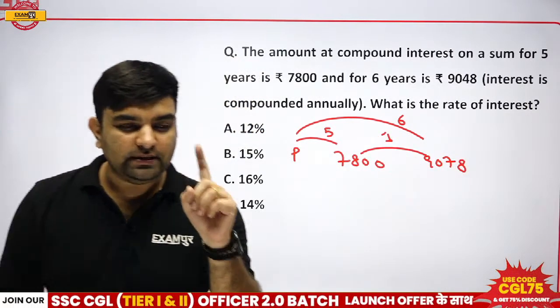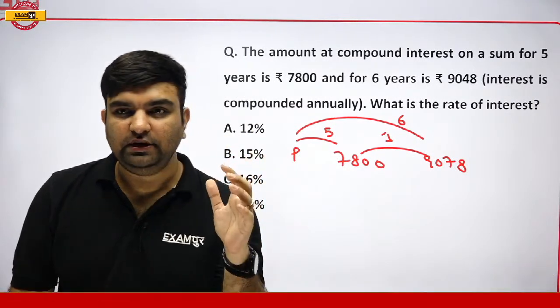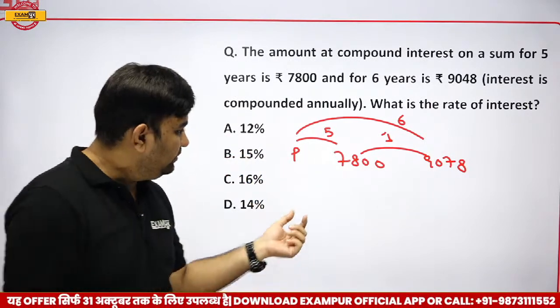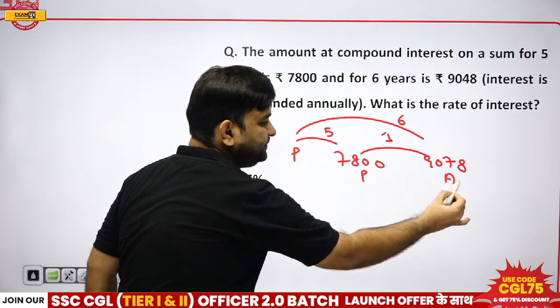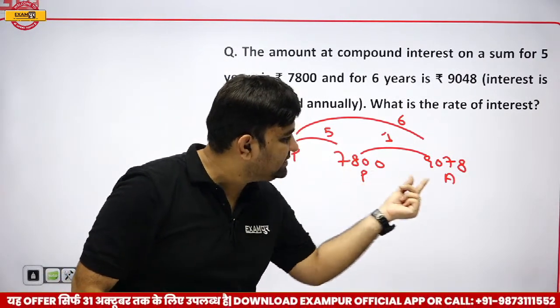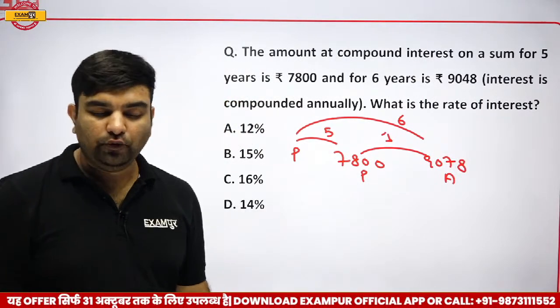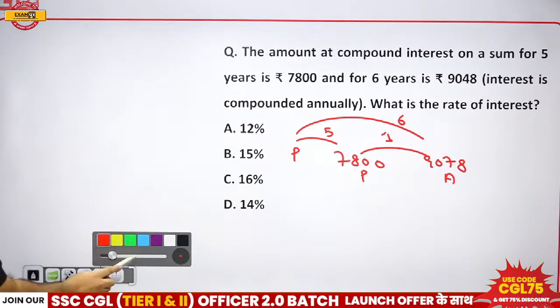So guys, if it is a matter of 1 year, neither do we need to take square root, nor cube root. Because in 1 year, this principal is directly becoming this amount. In 1 year, a principal of 7800 is becoming 9078. So we can find out the rate directly.